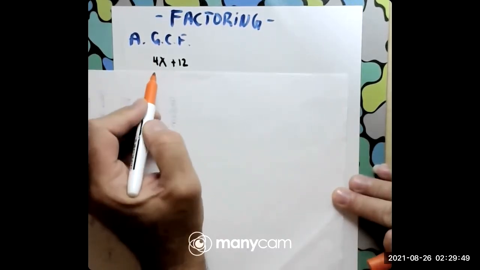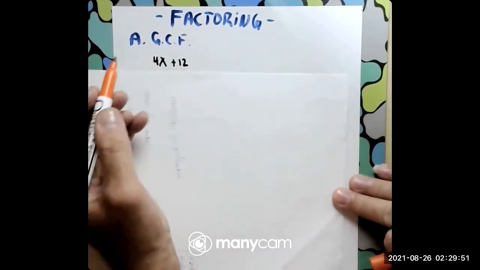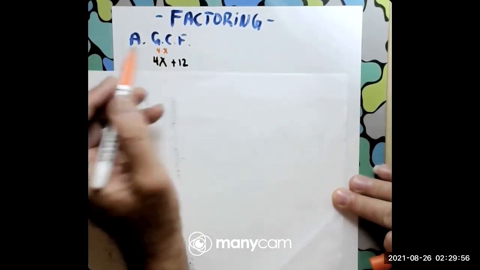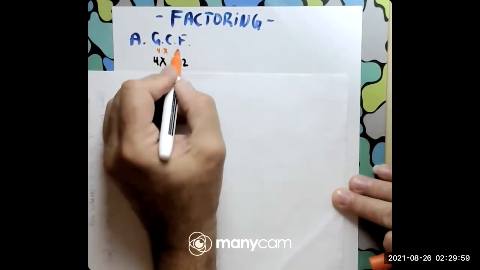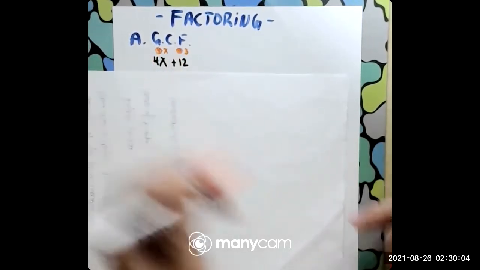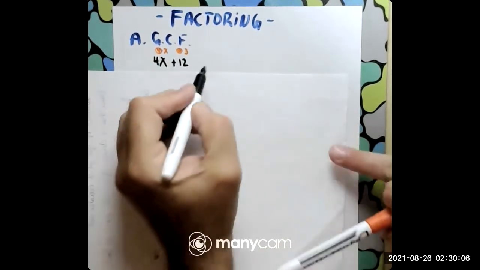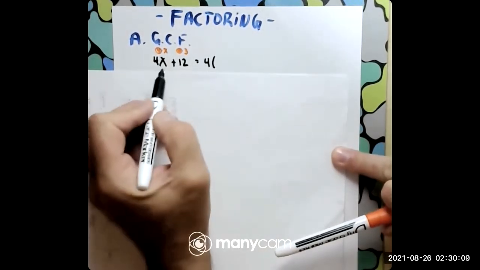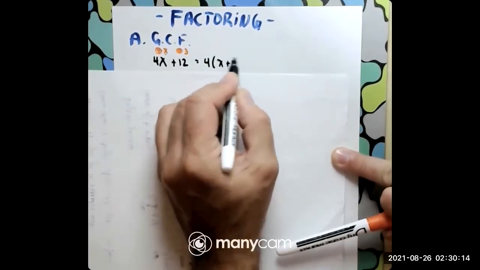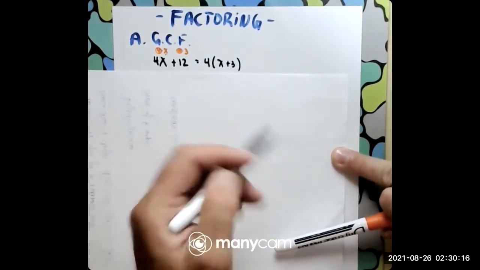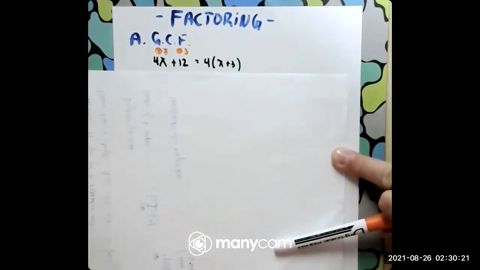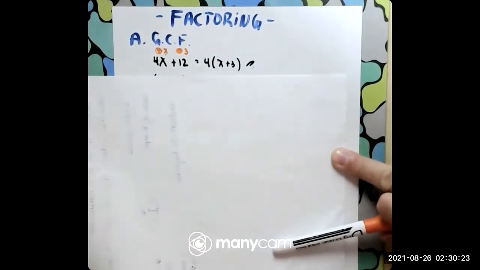For example, if I want to factor 4x plus 12, we recognize that 4x can be broken down as 4 times x, and 12 as 4 times 3. Notice that we have 4 as a common factor, so we can pull it out. So 4 parentheses, we leave behind the x and the 3: x plus 3. You should always verify by going backwards, distributing: 4 times x is 4x, 4 times 3 is 12. Voila, done. It's as simple as that.